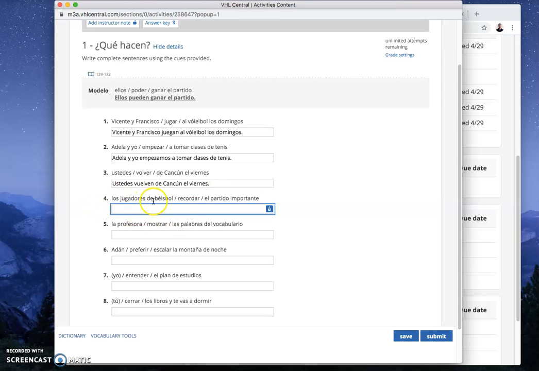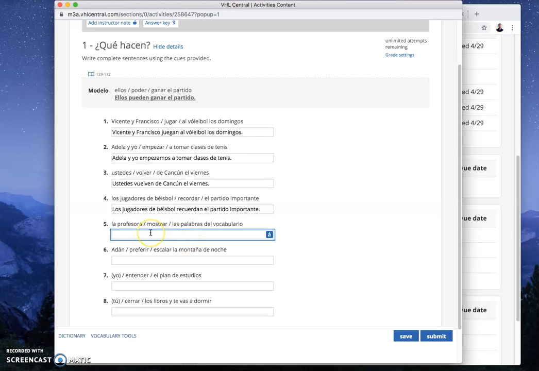Ok, 4. Los jugadores de béisbol recordar el partido importante. Pause. And we're back. Los jugadores, then put in the accent over the E for béisbol. Right? You see how I did that? Béisbol. So here we have recordar, which is a UE stem change. So we say recuerdan, right? El partido importante. Recuerdan. Muy bien.